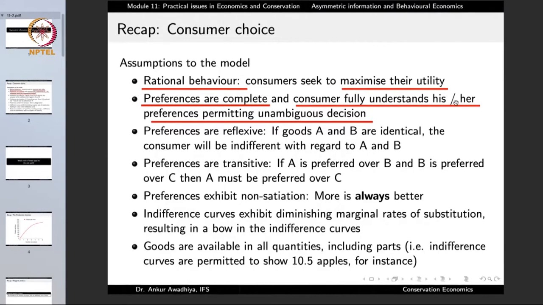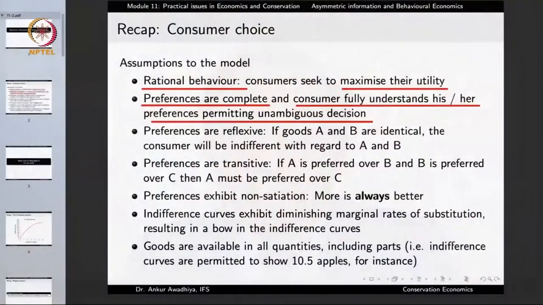We said that preferences are reflexive. If goods A and B are identical, the consumer will be indifferent with regard to A and B. However, in certain cases, people do attach an emotional sense to things. And so even if two things are identical, people might prefer one and not the other. We said that preferences are transitive. If A is preferred over B, and B is preferred over C, then A must be preferred over C. But this again is not always true.